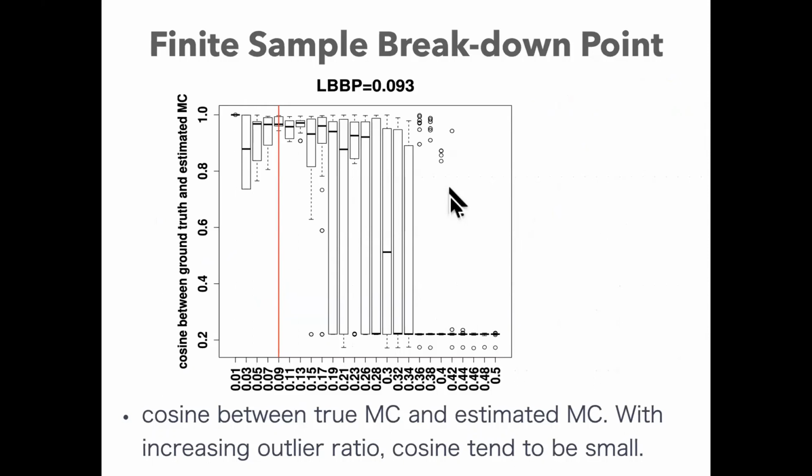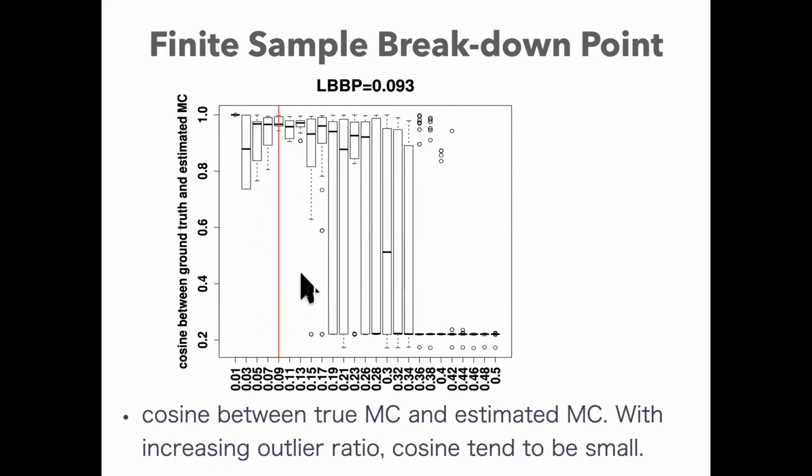When the cosine is close to 1, the minor component is well estimated, and when it is close to zero, the estimated direction is almost orthogonal to the ground truth. The lower bound of the breakdown point is calculated in advance, and shown with the vertical red line in this plot.